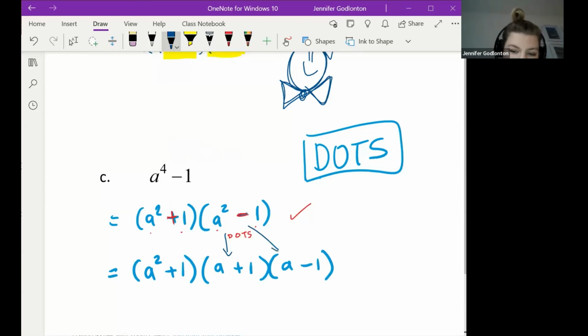And this is technically why we do our plus sign first and then our minus sign, because sometimes we can do dots again. And so then it's easier to have the plus sign in the first bracket. That's really the only reason we do the plus sign first. But this is just an example of where we can do multiple steps for a difference of two squares question.